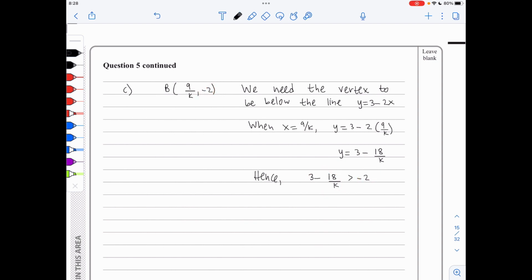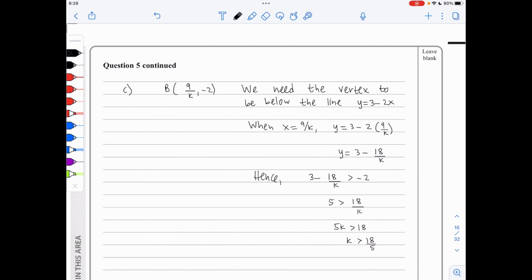So 3 plus 2 is 5, greater than 18 over k. I can cross multiply without changing the inequality direction because k has been given to be positive. 5k is greater than 18, which leads to k being greater than 18 over 5, and that's the final answer for part C.